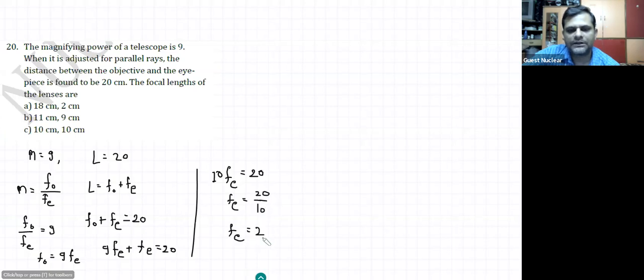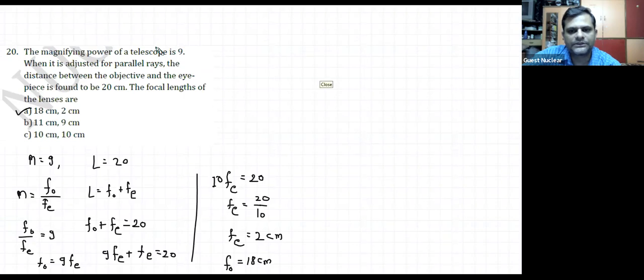Once we get FE, there is no difficulty in finding FO because it is going to be 9 times of FE, or just have this FO plus FE is equal to 20. तो दोनों में से कुछ भी अगर यूज करो तभी भी हमको सेम ही वैल्यू मिलने वाला है FO का, that is 18 centimeter. Okay, so the focal lengths of objective and eyepiece are going to be 18 and 2 centimeter respectively, which is going to be there in the option number A here. Okay, actually this is very simple. टेलीस्कोप के क्वेश्चंस थोड़ा सिंपल ही होते हुआ करते हैं क्योंकि उसमें फॉर्मूला भी उतना सिंपल है.